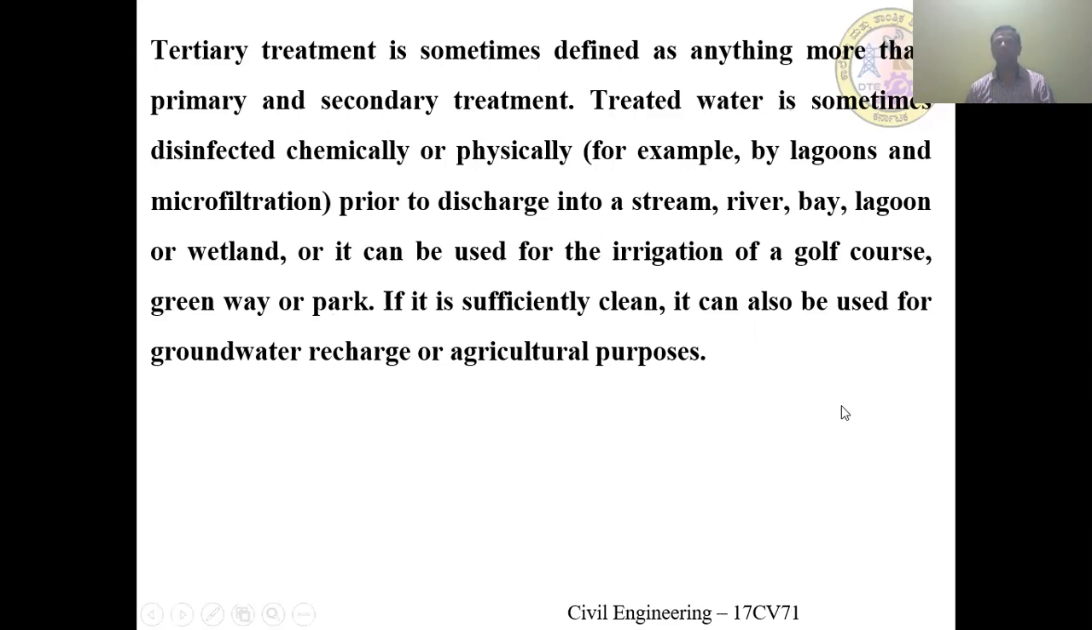Okay, in this class we discussed the important steps involved in treating steel industry waste.